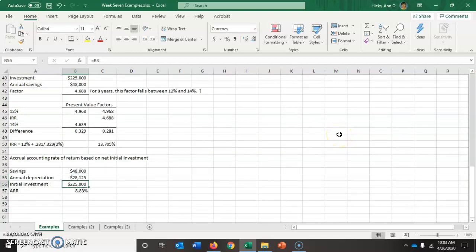Then I basically subtracted that from, well, and then you've got the initial investment. I, in essence, took the $48,000 in savings, backed out the additional non-cash expense of depreciation to arrive at the actual income earned on this investment, and then I divided that by the investment. And what we come up with is an ARR of 8.83%.